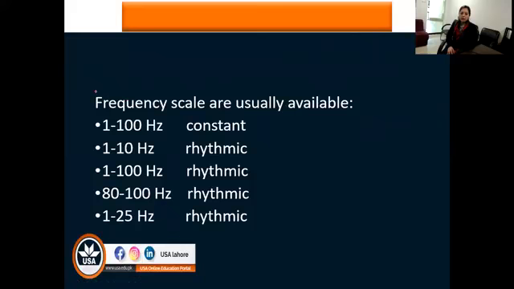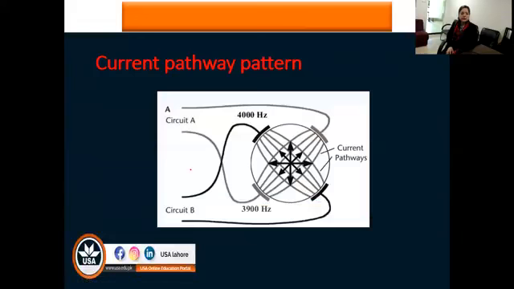So here are the different scales that are available according to our requirement, that we need to use. This is another picture to show you the current pathways, that they are going to be placed diagonal to each other. And this one is your interference area, or your target area where you want to get the effect.